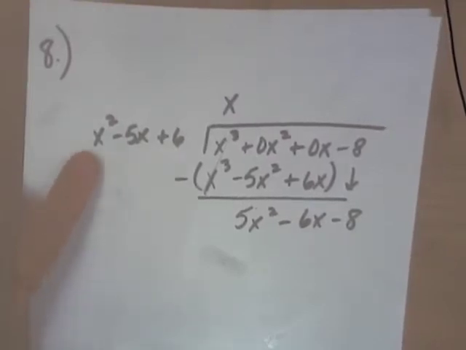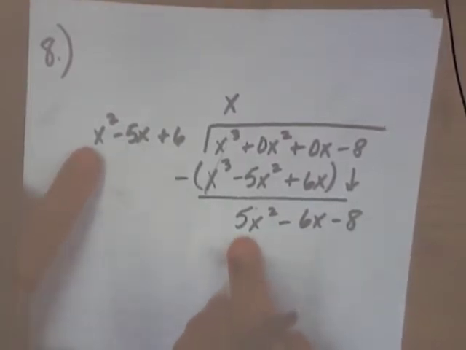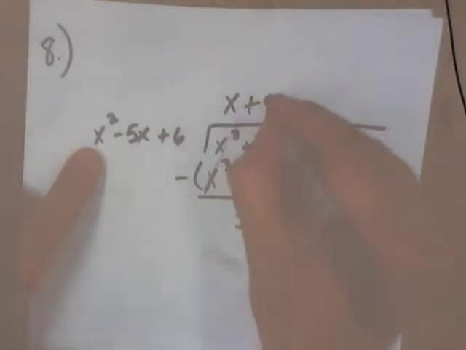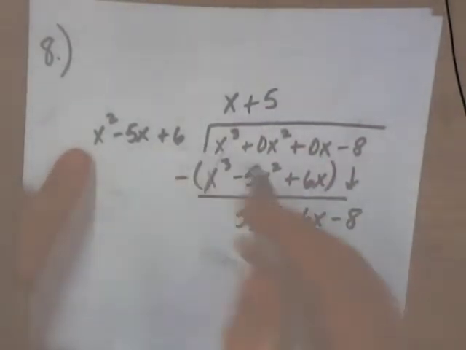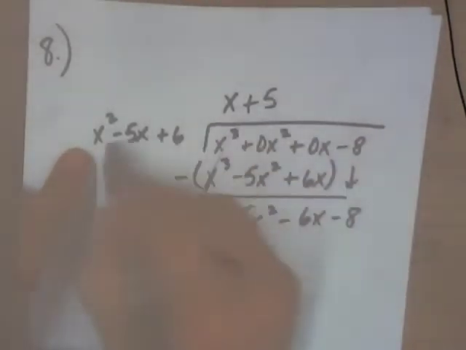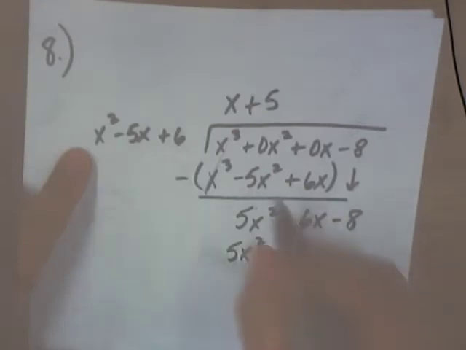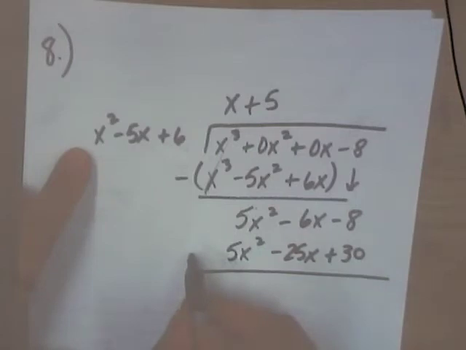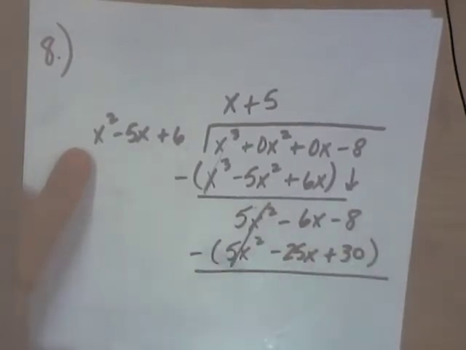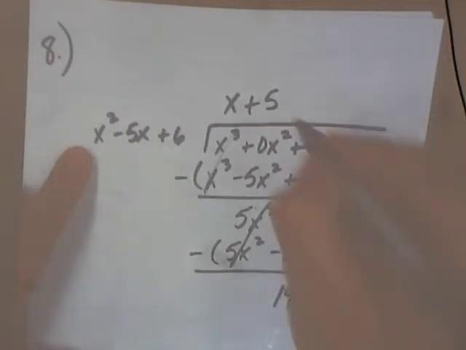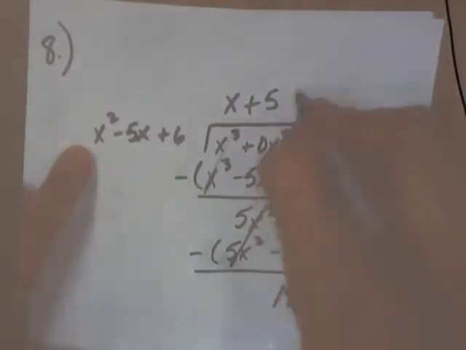Now you got to ask yourself, what do you multiply x squared by to get 5x squared? Plus 5. Very good. So you multiply 5 times all of that: 5x squared minus 25x plus 30. Subtract all of that. Those cancel out. So that becomes plus. So that is what, 19x? Minus 38. So it's positive 19x minus 38.